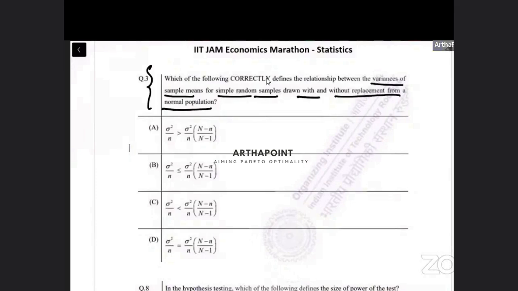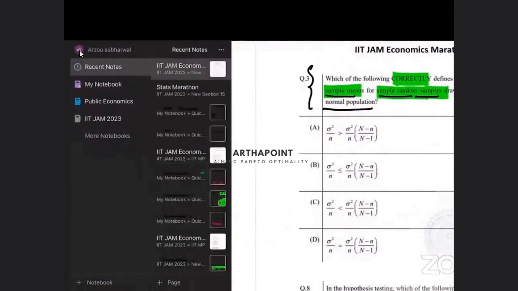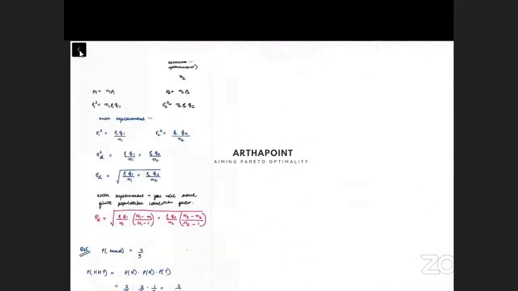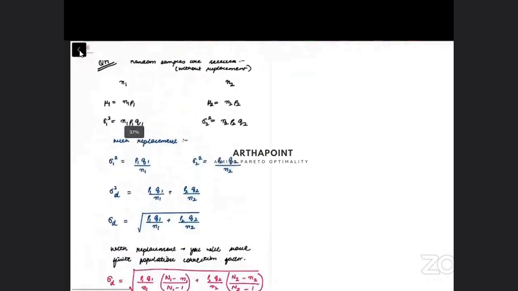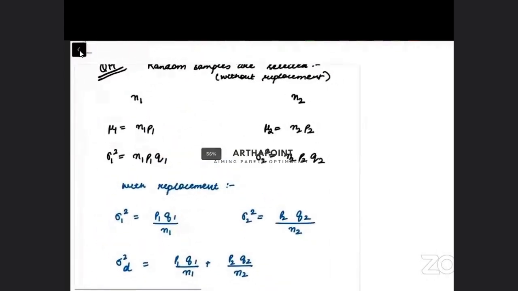This question says, which of the following correctly defines the relationship between variances of sample mean for simple random sample drawn with and without replacement? This is what the question is asking. In order to do this question, I would like to first explain what is with and without replacement. So have a look here.